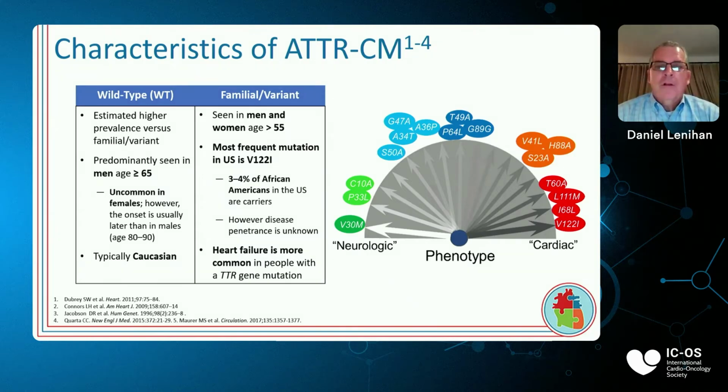In terms of familial or variant or hereditary TTR, it's all called different things, but most people at this point in time are referring to it as hereditary TTR. And it's seen in both men and women, usually greater than age 65, but it depends on the variant. Some have early onset disease. The most frequent one in the US is V122I, and it was observed in the Southern Community cohort that 3 to 4% of African Americans were carriers.